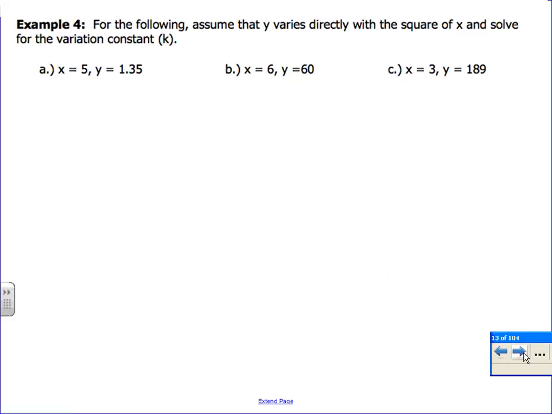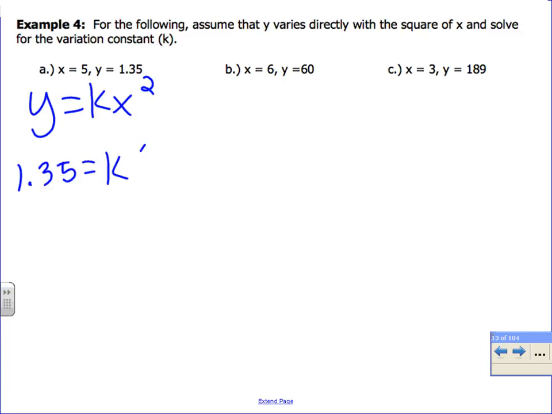We now know what x and y are, but we need to find k. So it says here, for the following, assume that y varies directly with the square. So you guys need to write down y equals kx squared, because we know it varies directly with the square. We know k is the variation constant. We know x and y in this problem. We need to find k. So let's plug in what we have. We have y is 1.35, and x is 5.